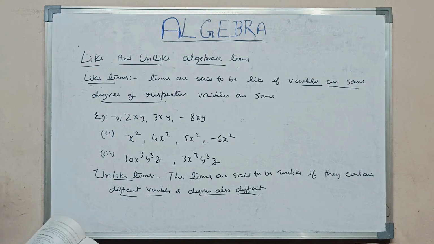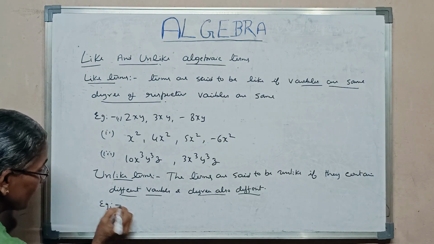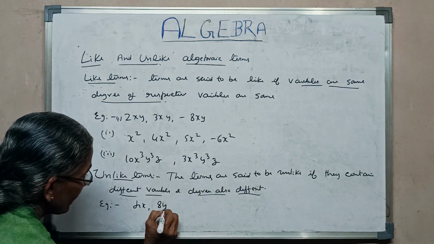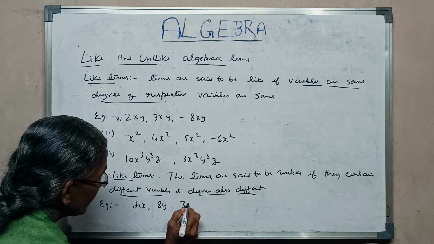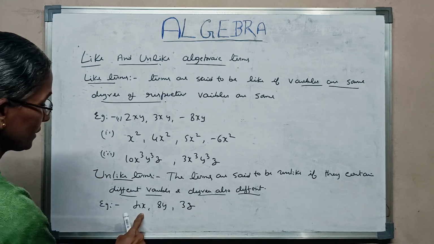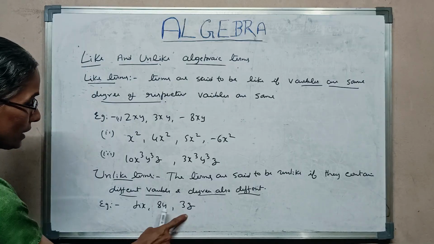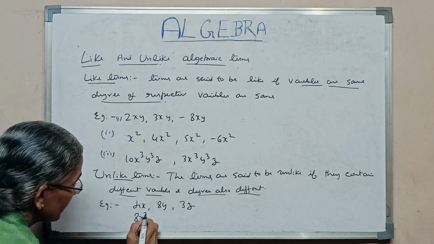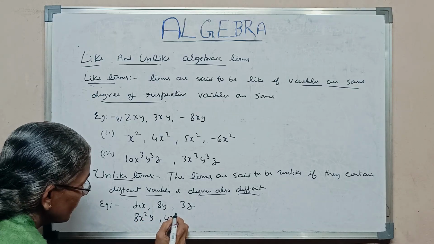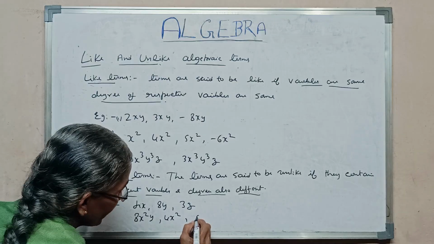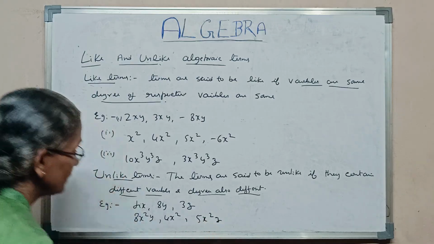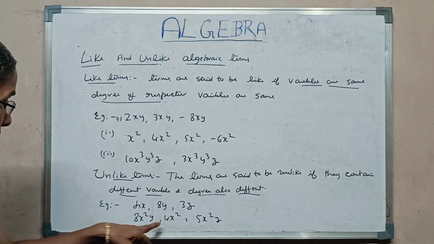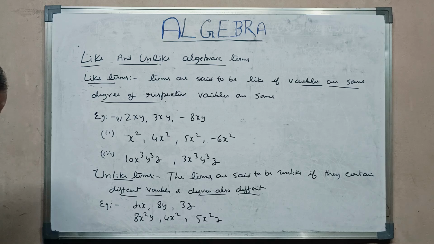Here are examples for unlike terms: 4x, 8y, 3z. Here the variables are x, y and z. Here the variables are different. Next, second example: 8x square y, 4x square, 5x square z. Here the variables are different, and the degrees are also different.